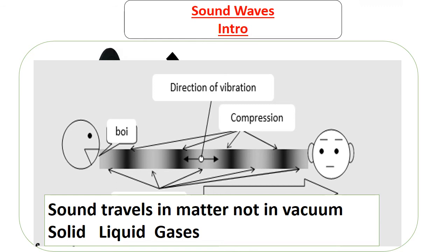Then, depending on the density of the matter or of the medium through which the sound wave is going to propagate, the speed also varies. The denser the medium, the faster the sound wave is going to propagate. So if you look at the three states of matter, solid, liquid, and gas, you should expect sound to travel faster in solids, then in liquids, then in gases.